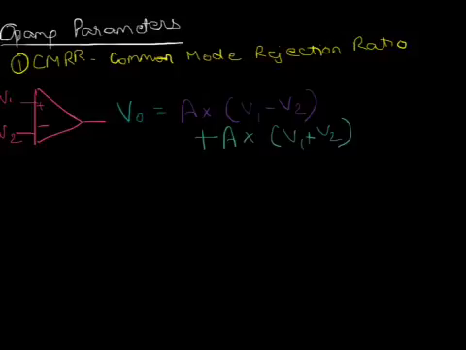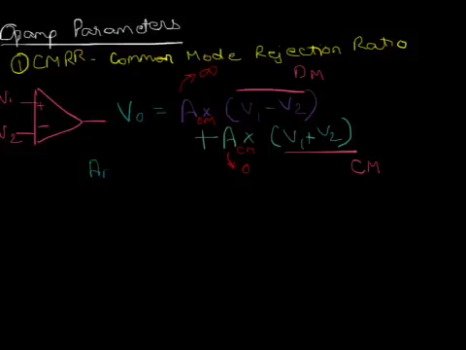This V1 plus V2 is called the common mode, while V1 minus V2 is called the differential mode. Ideally, we expect the differential mode gain to be infinity. Let's call this the differential mode gain. We expect this to be infinity, while this common mode gain, we expect it to be 0. So, how do you quantify what these gains for a particular op-amp are? The trend is to take the ratio of the differential mode gain to the common mode gain.